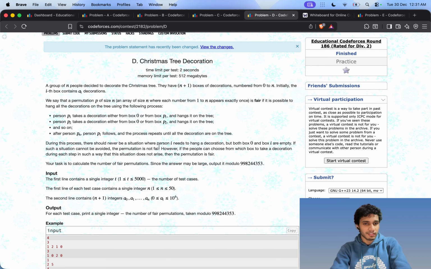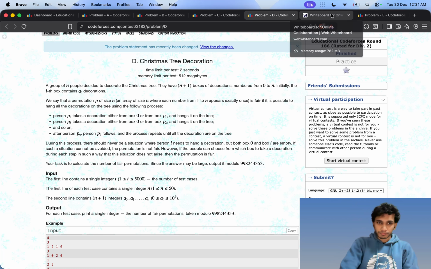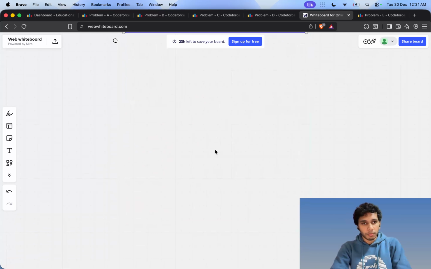This last paragraph basically means that we have independence of choice of the box from which a particular person will choose. That is, we will direct that person to choose from P1 or to choose from P0. Okay, what does the overall problem statement mean?